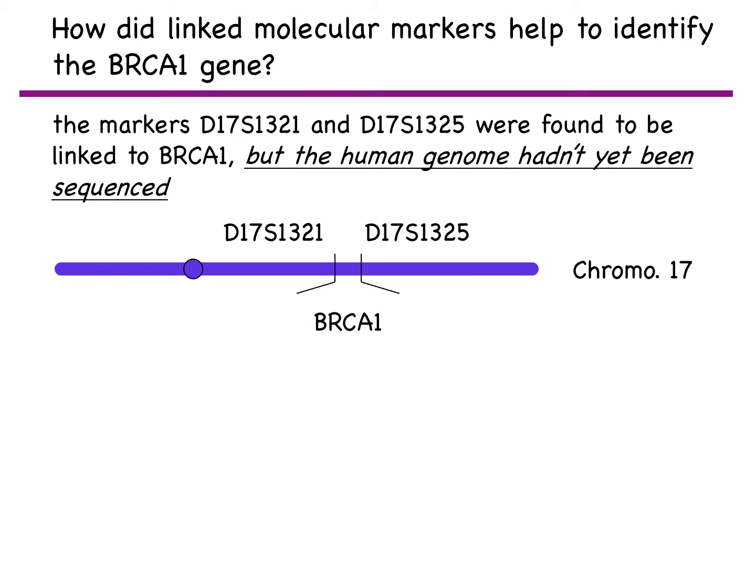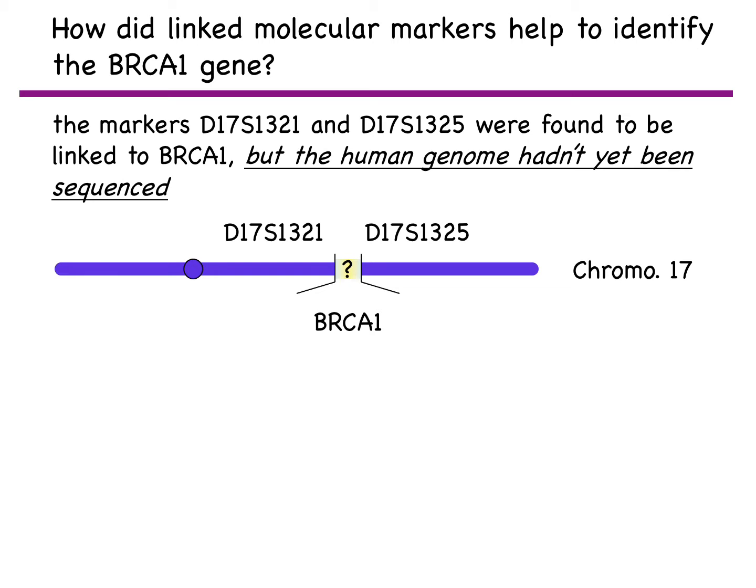So how did linked molecular markers help identify the BRCA1 gene? So these are the names of two different markers that Mary Claire King found were linked to the trait of interest, D17S1321. I won't say what the other one is. I just want to make sure I was clear. These are the names of these linked markers. These are sites in the genome that are polymorphic in the population where the sequence varies from individual to individual. So basically, she identified two markers that seemed to flank the BRCA1 gene on chromosome 17.